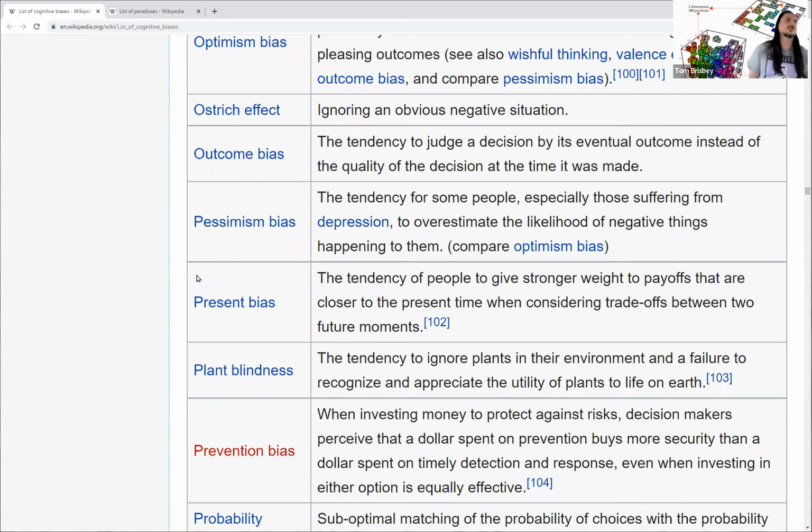Pessimism bias, a tendency for some people, especially those suffering from depression, to overestimate the likelihood of negative things happening to them. Yeah, that's Murphy's Law, if something bad can happen, it will. I'm going to tell you something about optimism and pessimism. Pessimism is a safer bet because you're dumber than an optimist would need to be to have ideal success all the time. However, that's only if you're measuring pessimism on what it means to have a negative effect happen to you.